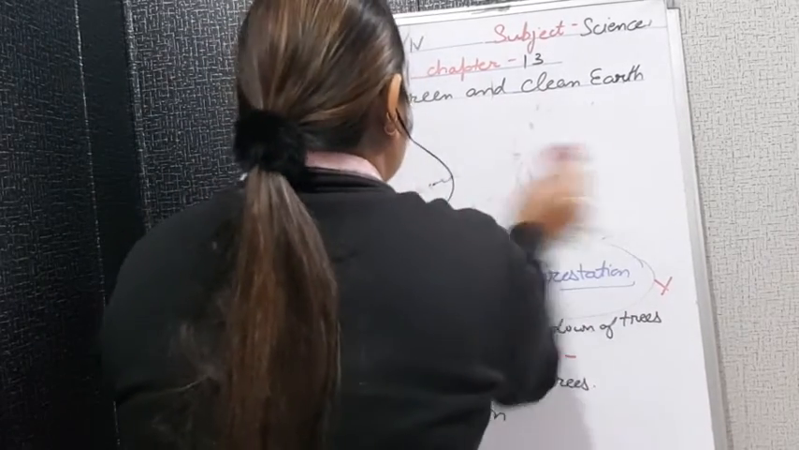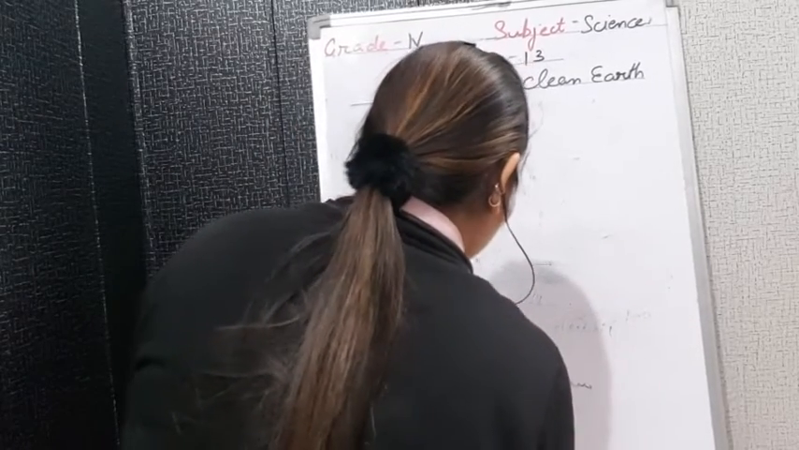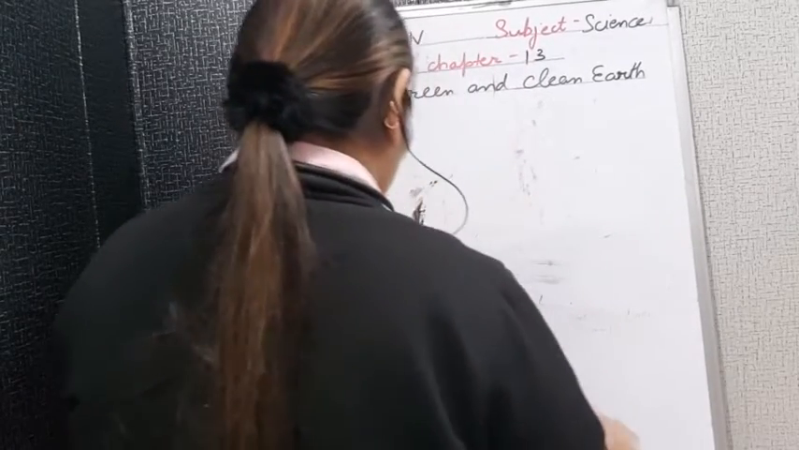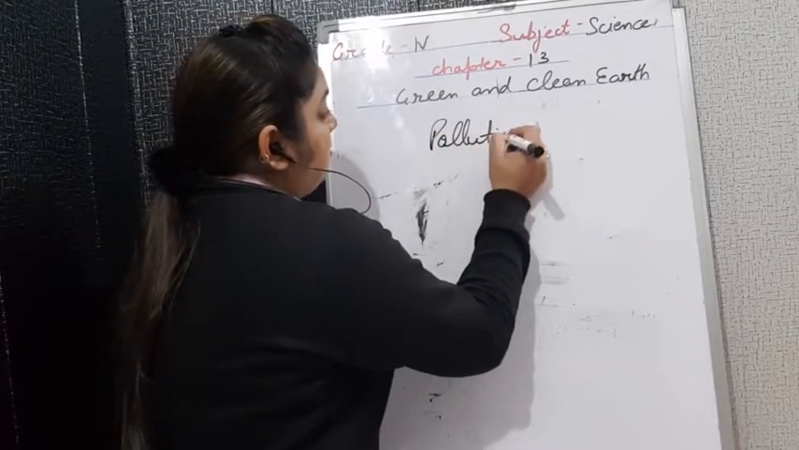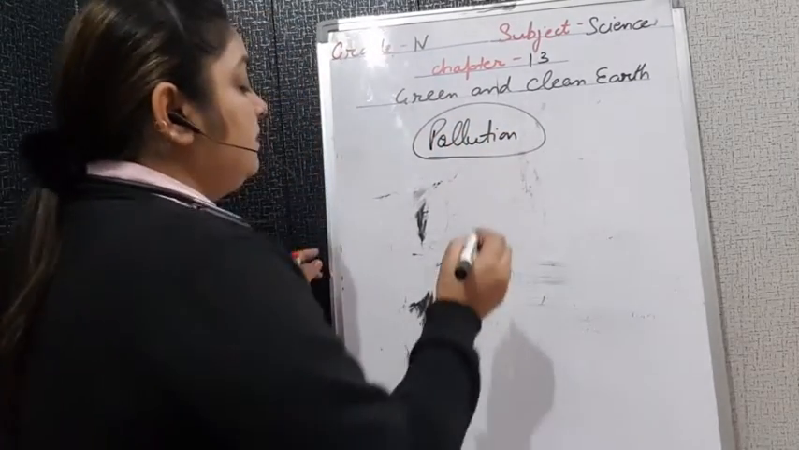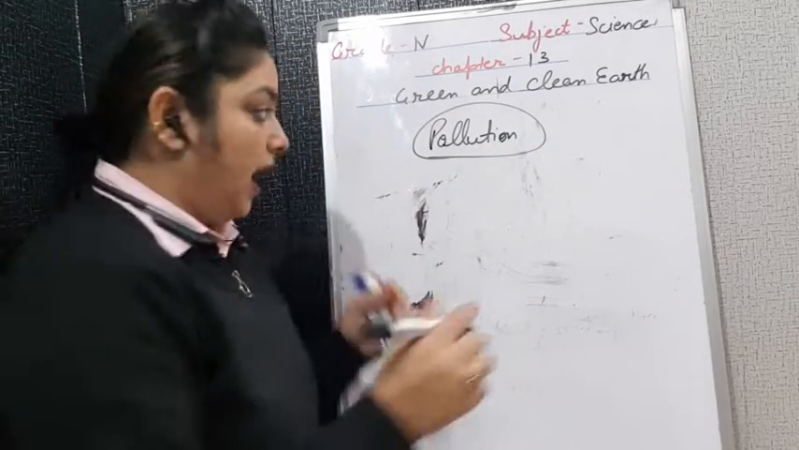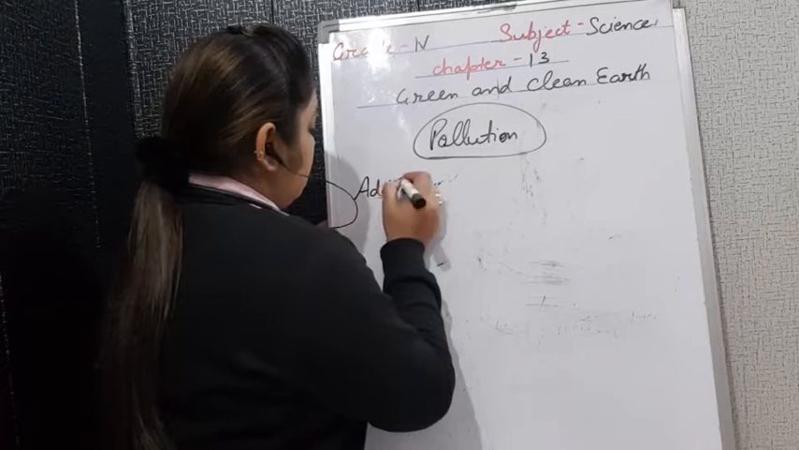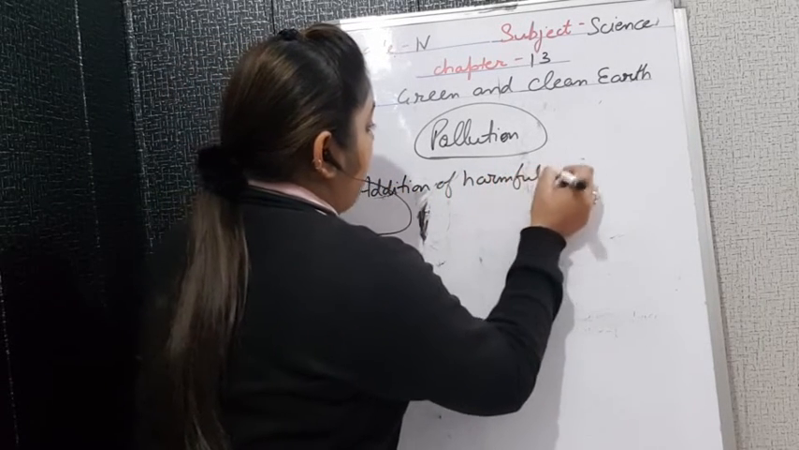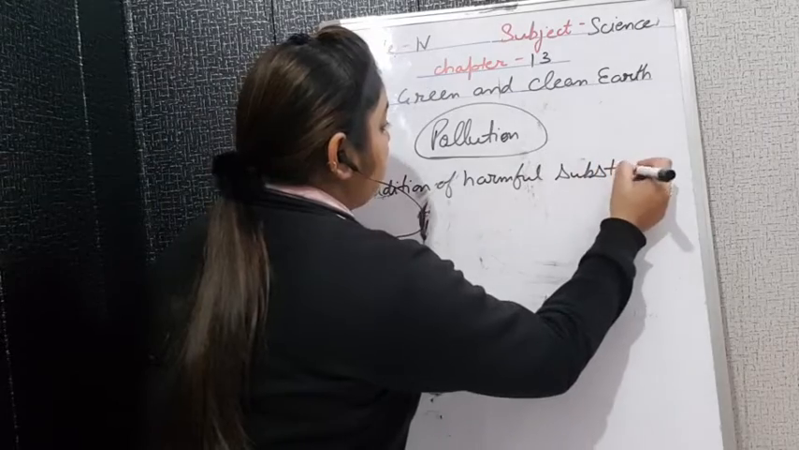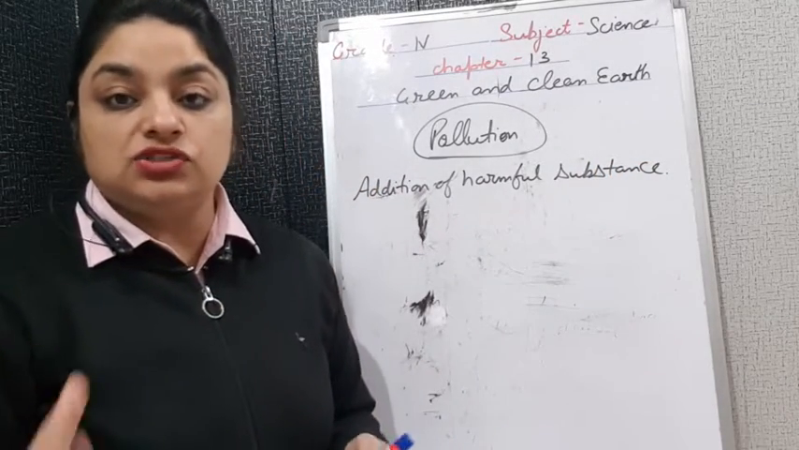Next topic in this chapter is pollution. Now what is pollution? When we are talking about pollution, pollution is simply a term: addition of harmful substances to the environment in any way. Addition of harmful substances to the environment, that is known as pollution, which makes the environment dirty.